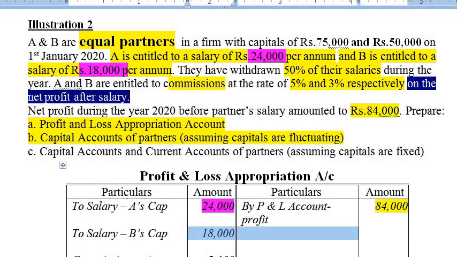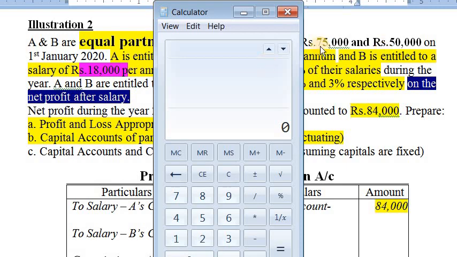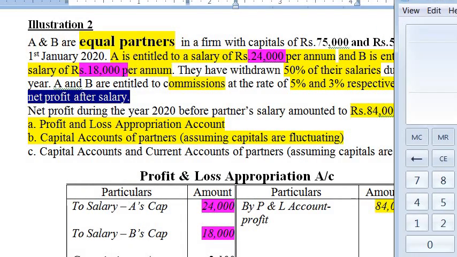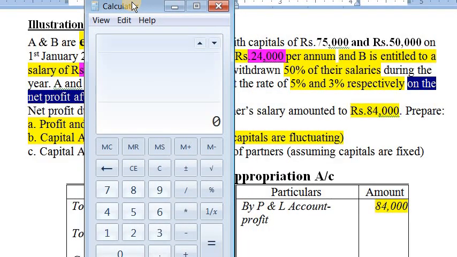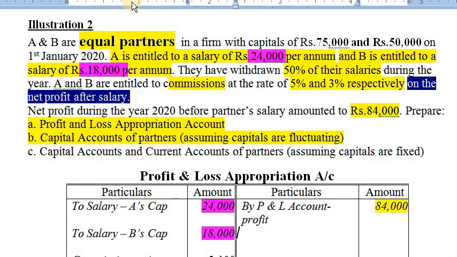24 and 18 divided, and then what is left? Let's keep an eye on this also. 84,000. 84 minus 24, that is given to A, and 18,000 given to B. So now we have 42,000.